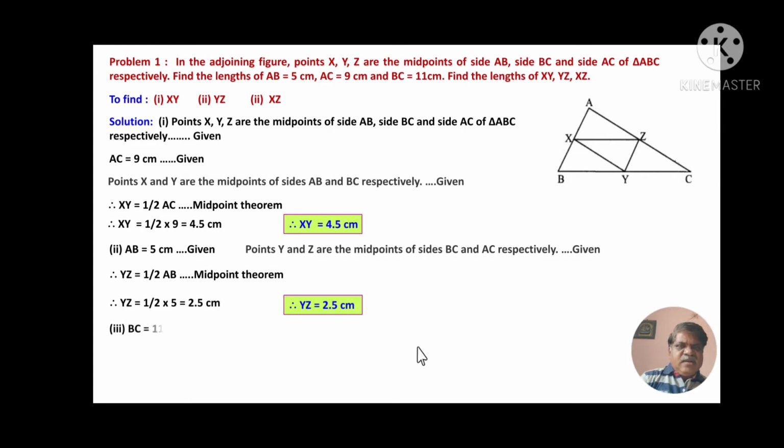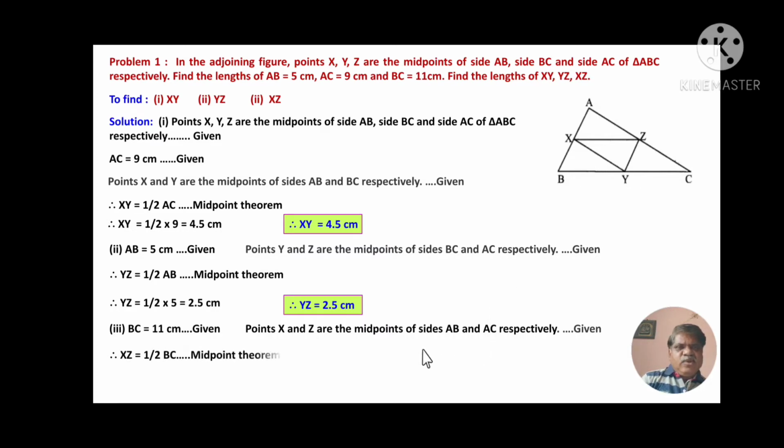Now, third, BC is equal to 11 centimeter. It is given. Friends, points X and Z are the midpoints of side AB and AC respectively. Therefore, by using the midpoint theorem, we can write that XZ is equal to half of BC, but BC is given as 11. Therefore, XZ is equal to half into 11, that is 5.5 centimeter. Like that, we have calculated the three distances.